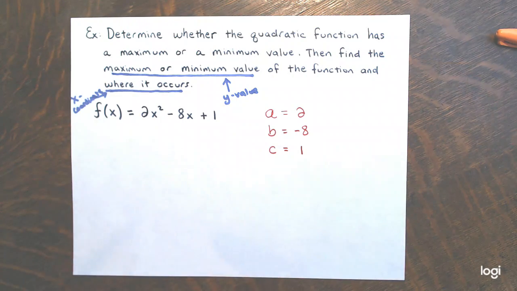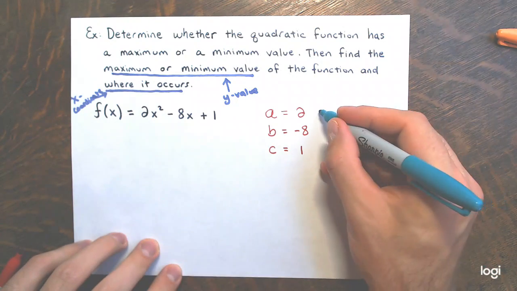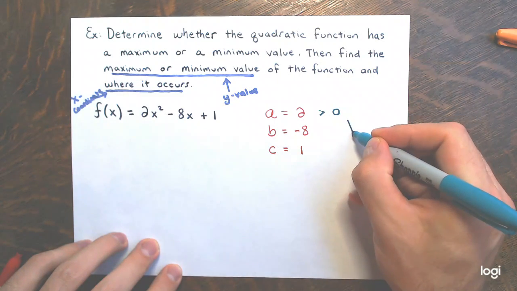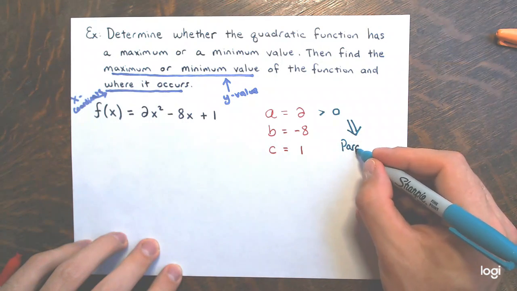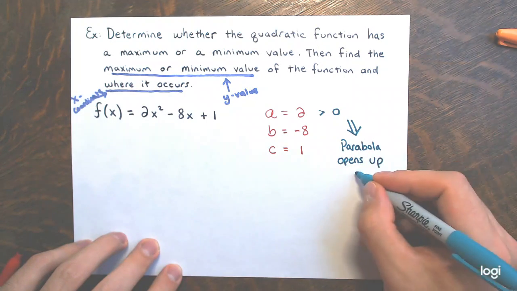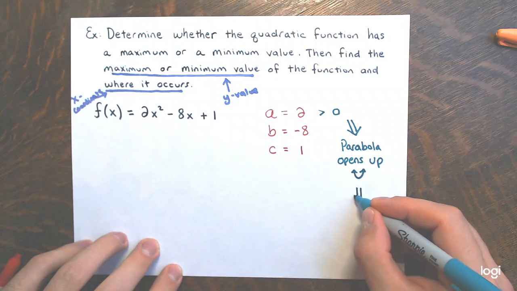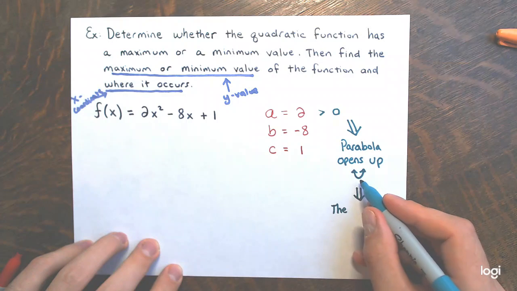Alright, so look at the value of a. It is 2. The lead coefficient is 2. That is a positive number. 2 is greater than 0. A is greater than 0. Meaning that the graph of the parabola opens up. Looking like this. So the vertex, the point we're going to be looking for, is at the bottom of the graph. It's the lowest point. So that tells me that the function has a minimum value, a lowest y-coordinate.